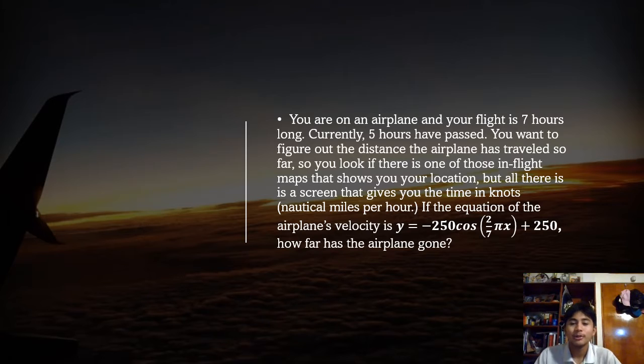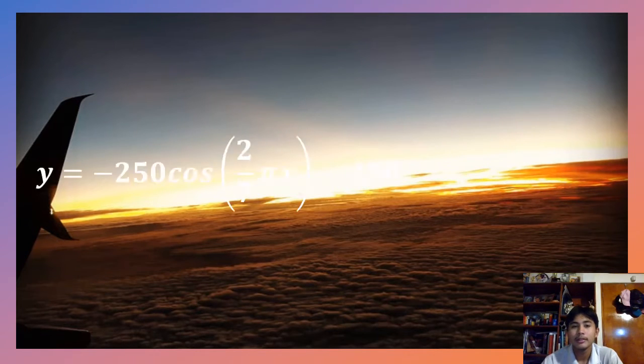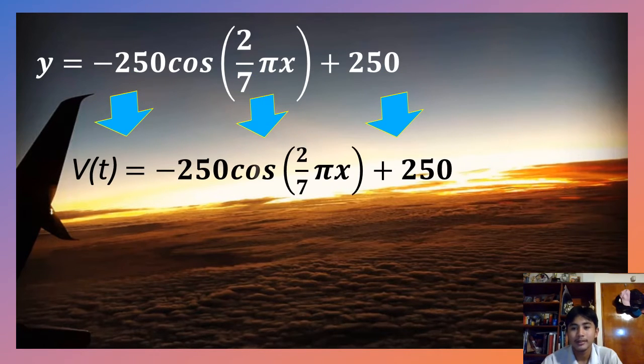Okay, so you are on an airplane and your flight is 7 hours long. Currently, 5 hours have passed, but you want to figure out the distance the airplane has traveled so far. So you look for one of those in-flight maps that shows you your location, but all there is, is a screen that gives you the speed in knots, which is nautical miles per hour. So if the equation of the airplane's velocity is this equation right here, how far has the airplane gone?